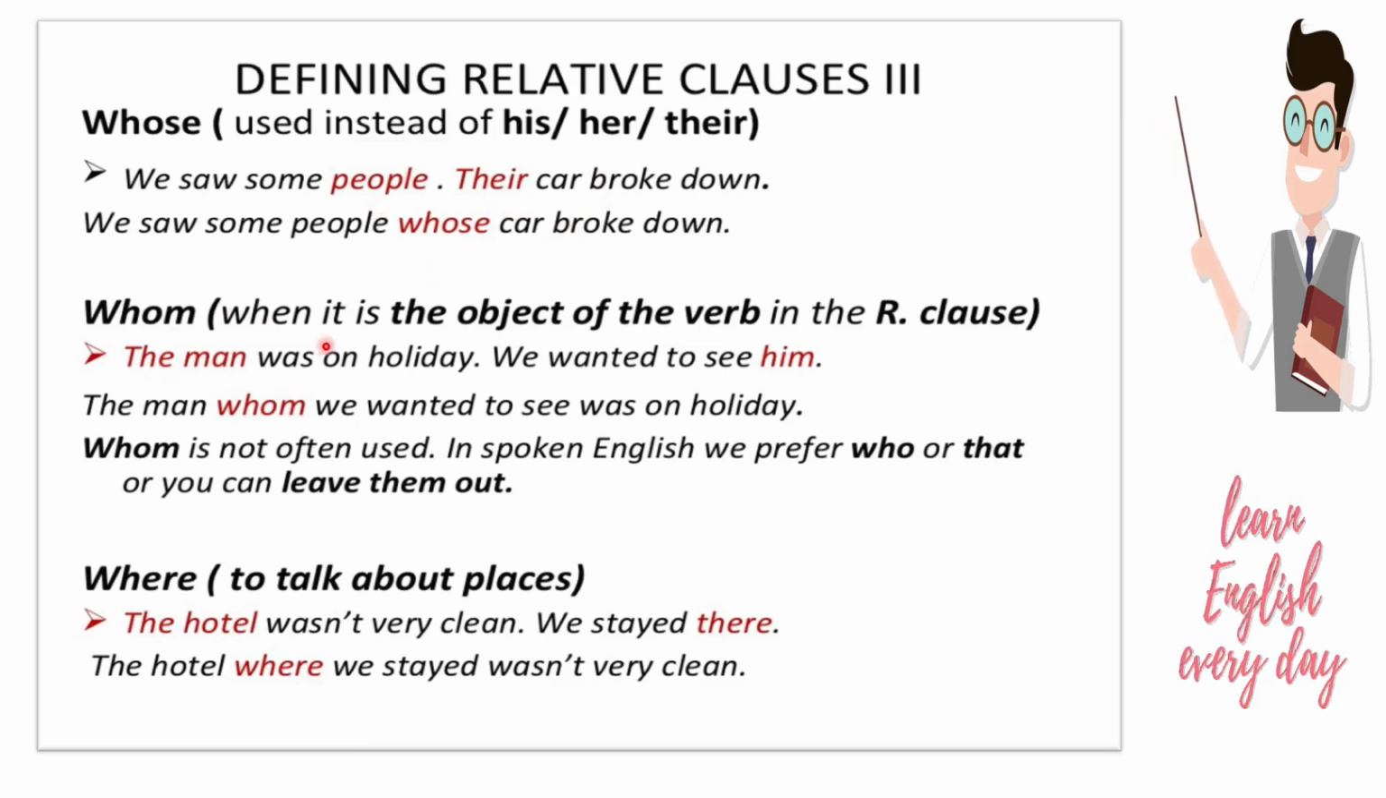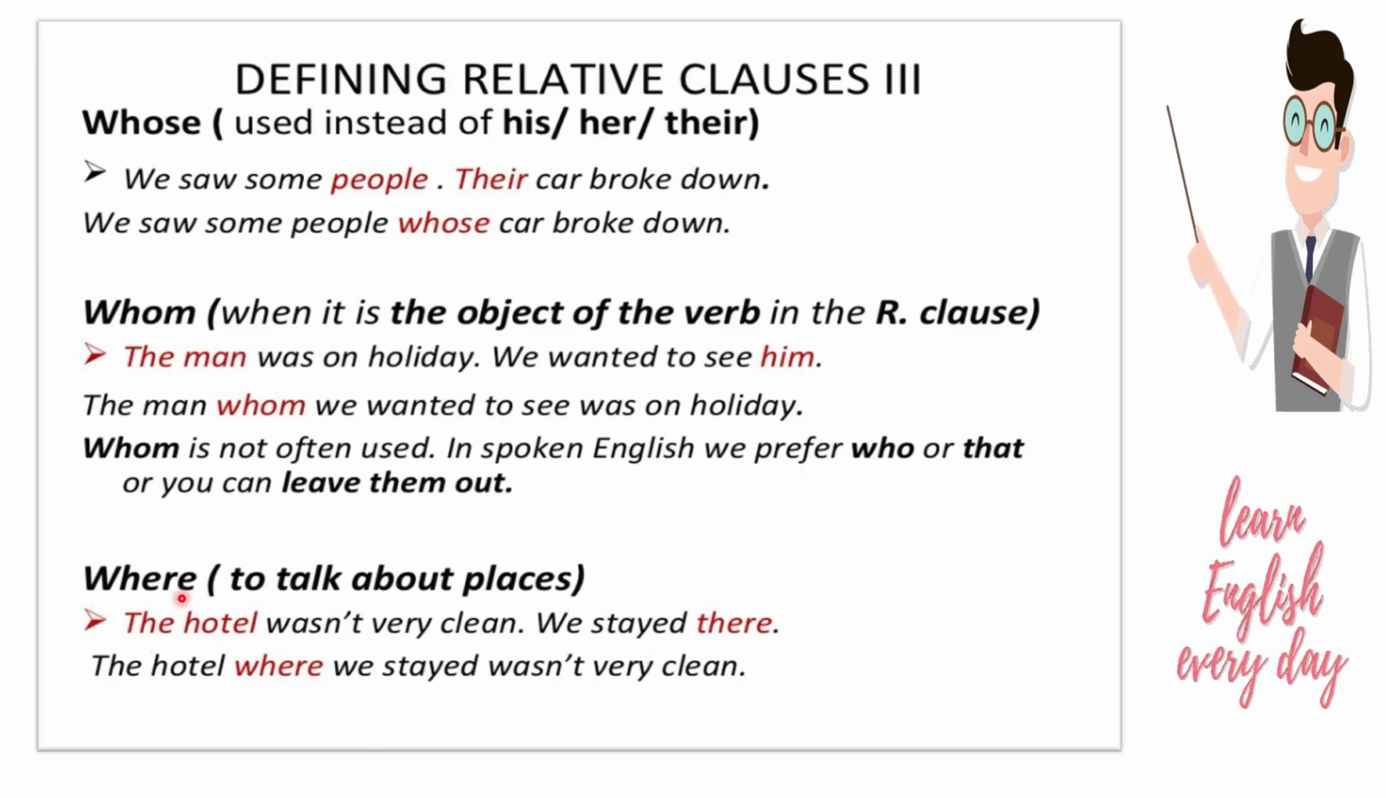The next one, whom, when it is the object of the verb in the relative clause. Like: the man was on a holiday. We wanted to see him. Him and the man are two similar expressions. The man whom we wanted to see was on a holiday. Whom is not often used, and in spoken English it is better to use who or that, or you just leave them out.